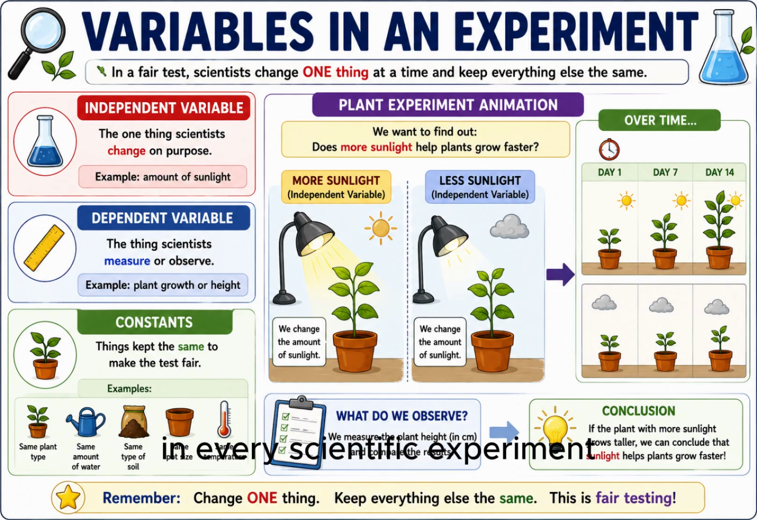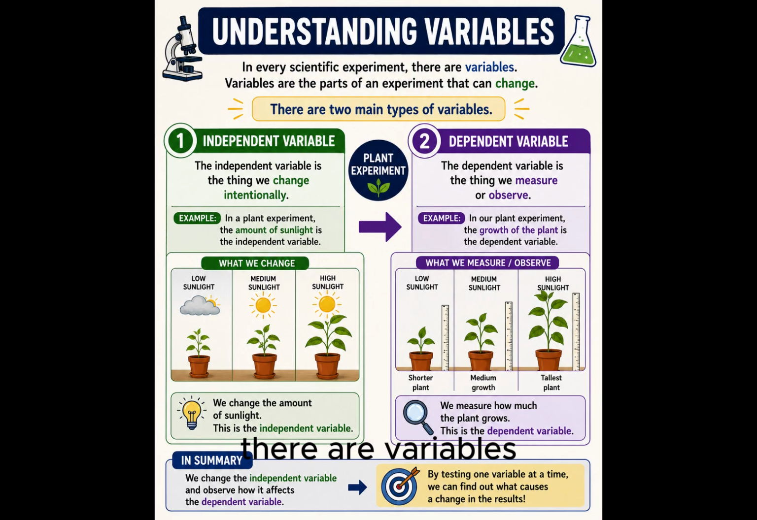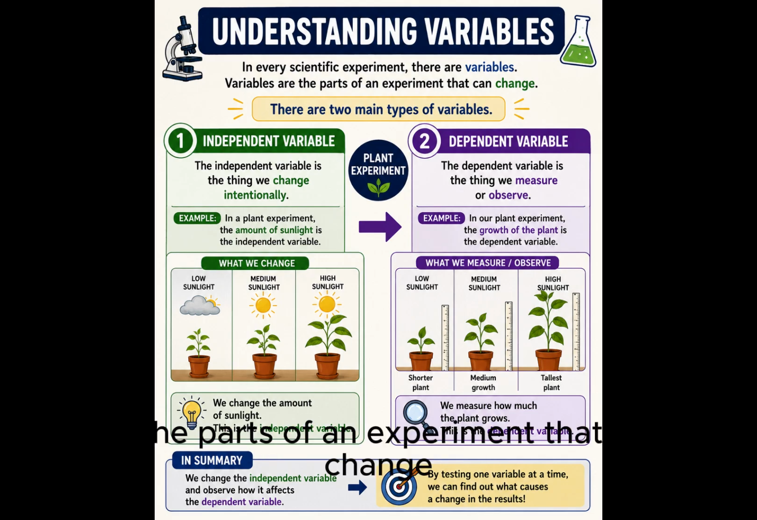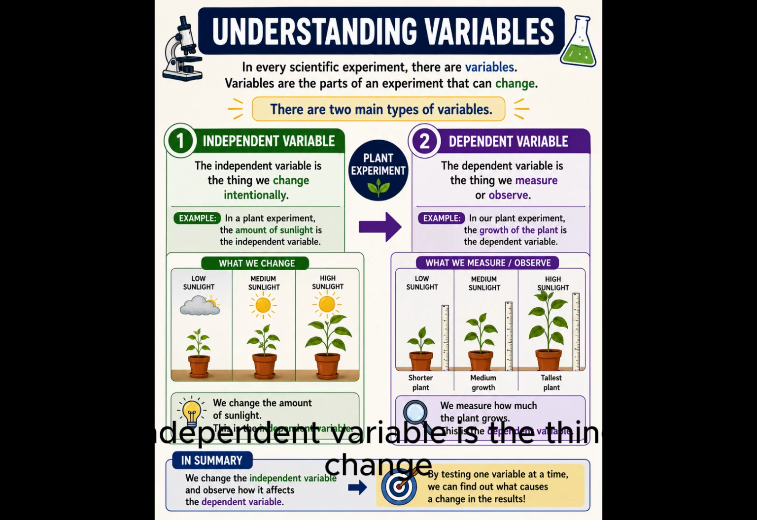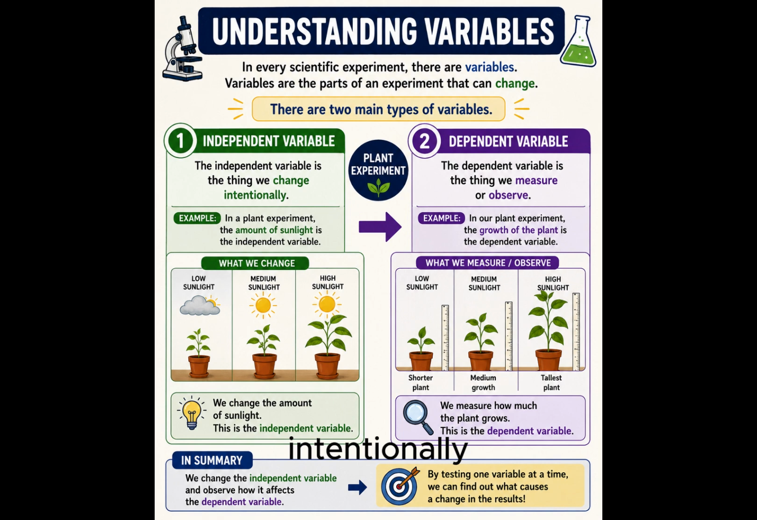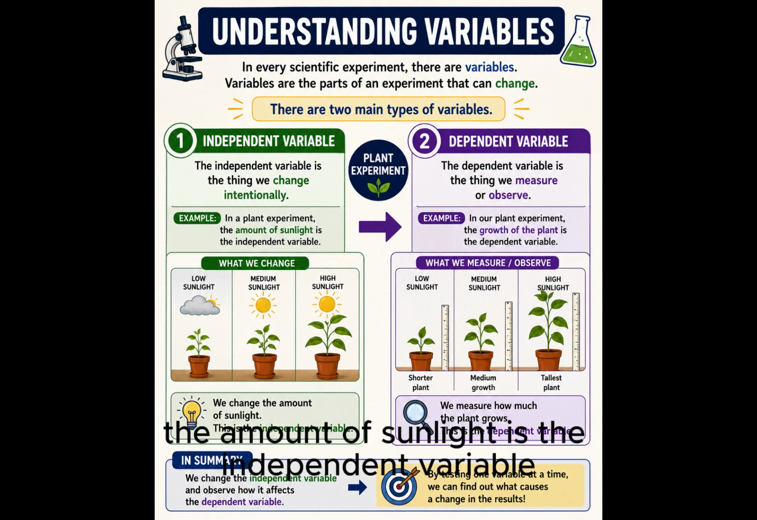Variables in an experiment. In every scientific experiment, there are variables. Variables are the parts of an experiment that can change. There are two main types of variables. The first is the independent variable. The independent variable is the thing we change intentionally. For example, in a plant experiment, the amount of sunlight is the independent variable.